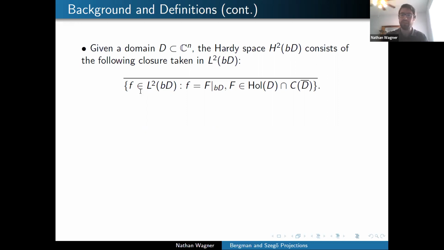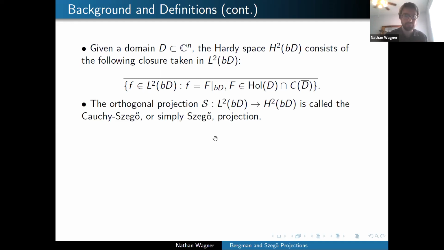What we look at is the set of those functions which arise as boundary values of functions that are holomorphic in the interior and continuous up to the closure. And then we take the closure of all of that in L2. If you do this for the case of the disk, you would get the usual Hardy space. Again, by definition, we have a closed subspace of the Hilbert space, so we can form an orthogonal projection, which I'll denote by a calligraphic S, from L2 to H2. That's called the Cauchy-Szego, or simply the Szego projection.